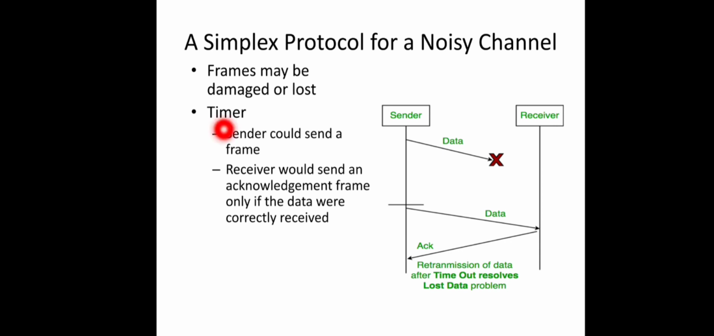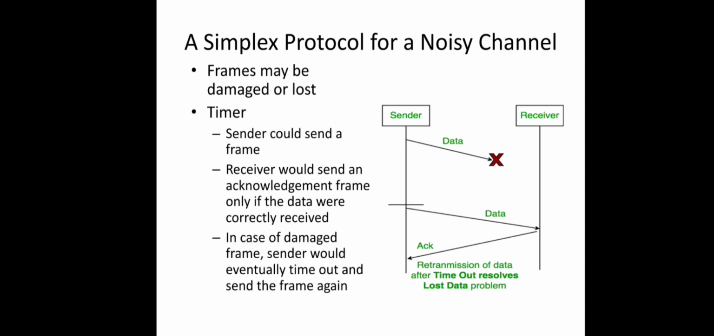So the sender sends a frame, and the receiver sends an acknowledgement frame only if the data was correctly received. In case of a damaged frame, the sender would eventually time out and send the frame again. So this is the timeout period. After this, the sender will retransmit the data, and this time the acknowledgement is received correctly, so the sender can send the next frame. This is a simplex protocol for a noisy channel.